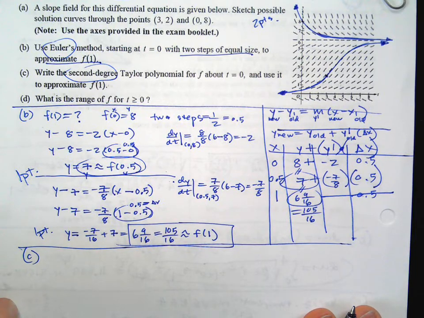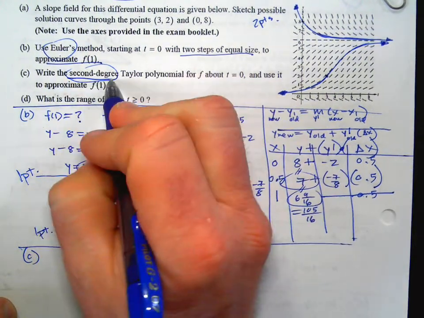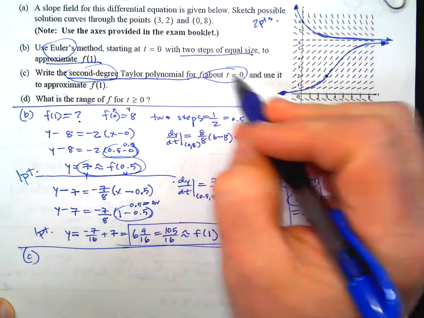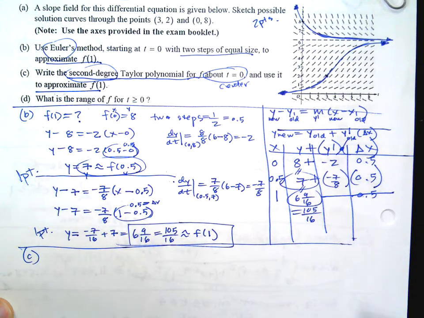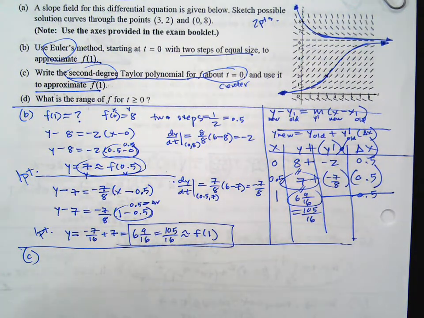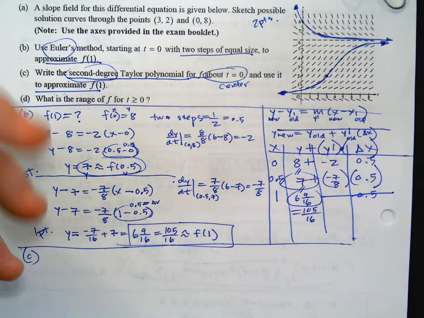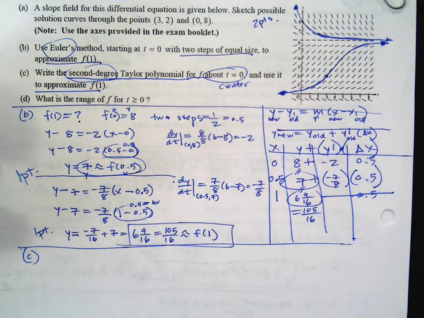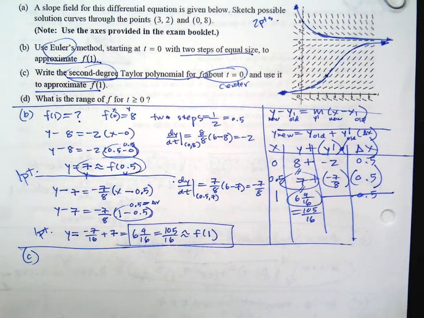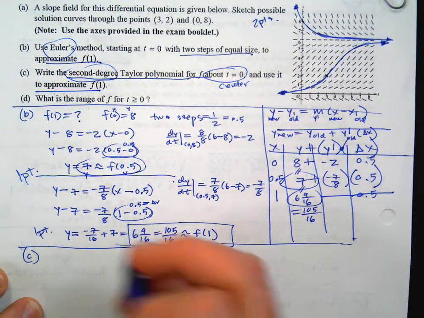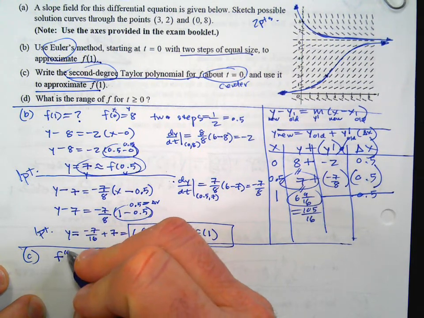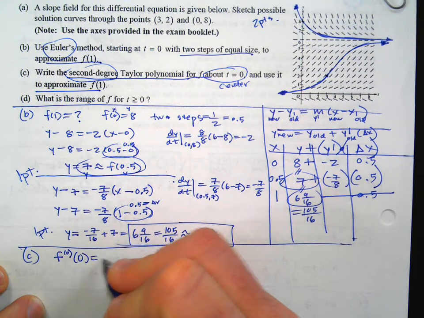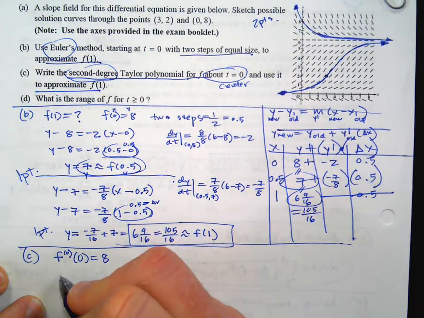C says write the second degree Taylor polynomial for f about 0. So that's the center. So it's a Maclaurin series. Use it to approximate f of 1. So the whole thing about Taylor polynomials was to come up with a polynomial with x's to powers to represent any kind of other function. So we want a second degree polynomial. We want to go up to the second power. We need the 0th derivative, which they gave us. f of 0 is 8, about the center. We need f prime at 0.